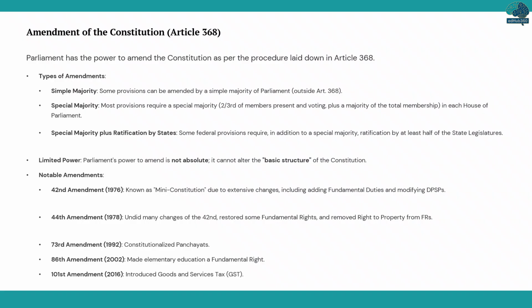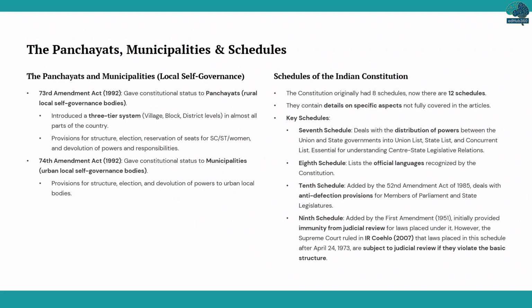Finally, let's briefly cover local self-governance and the schedules of the Constitution. The 73rd and 74th Amendment Acts of 1992 were pivotal, granting constitutional status to panchayats for rural local governance and municipalities for urban areas. These amendments established a three-tier system for panchayats and laid out provisions for their structure, elections, seat reservations for disadvantaged groups, and the devolution of powers. Beyond the main articles, the Constitution also has 12 schedules, originally 8. These schedules contain additional details on specific aspects.